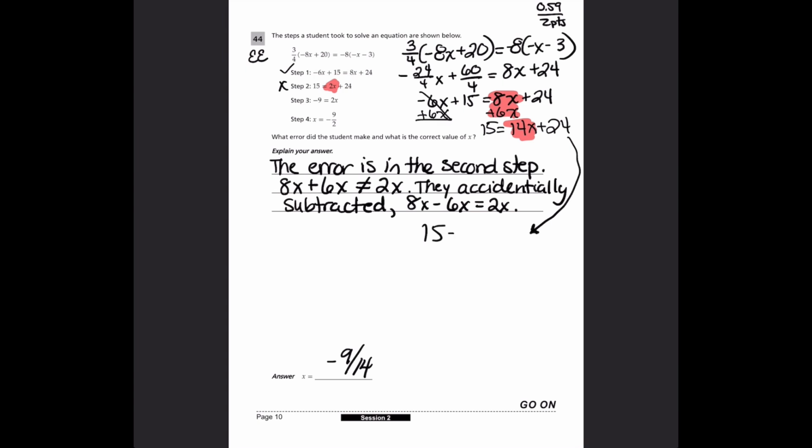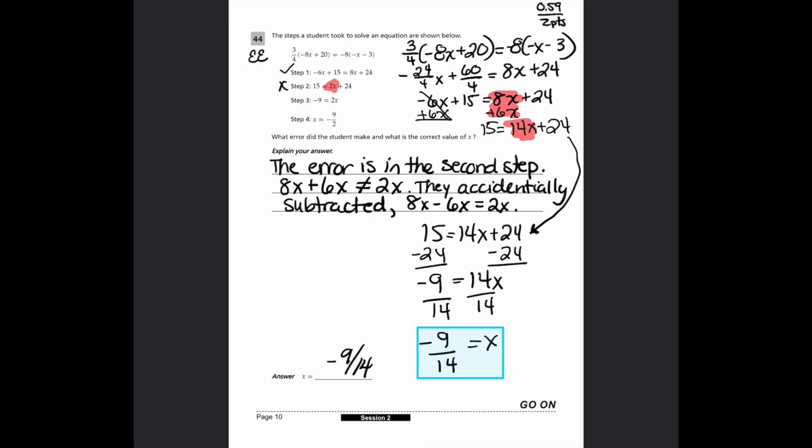So 15 is equal to 14x plus 24. Let's create a zero pair. 14x is equal to negative 9, and then divide both sides by 14. x is equal to negative 9 over 14. And there's my final answer.